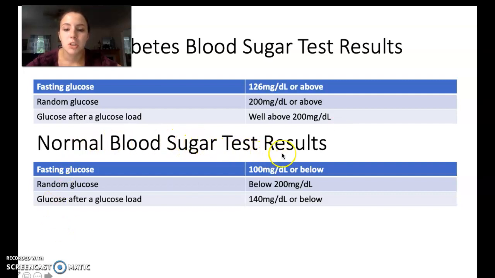Whereas for a normal blood sugar, we're going to see the fasting glucose be 100 milligrams per deciliter or below. The random glucose is going to be below 200, and glucose after glucose load is only going to be about 140 because your insulin is able to help this glucose get into the cells.